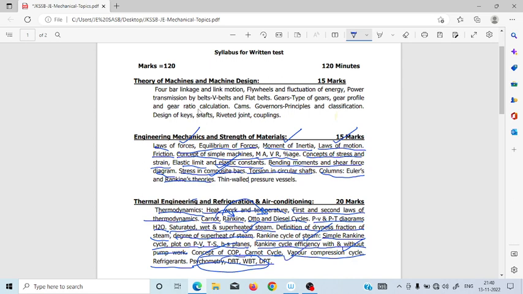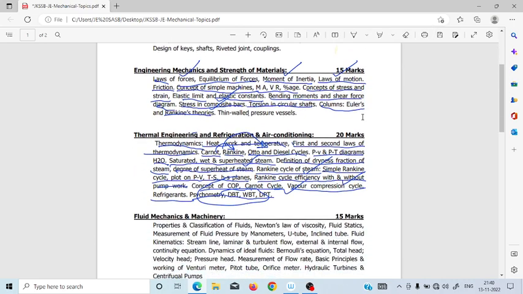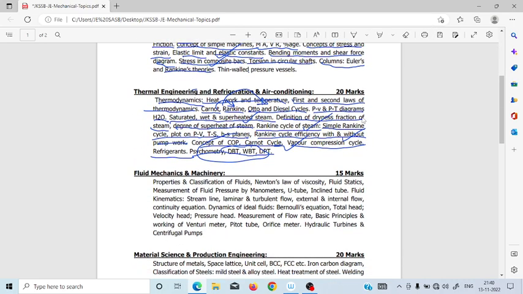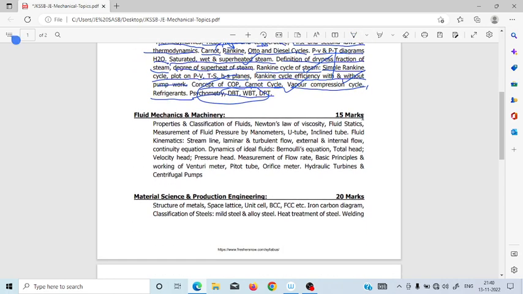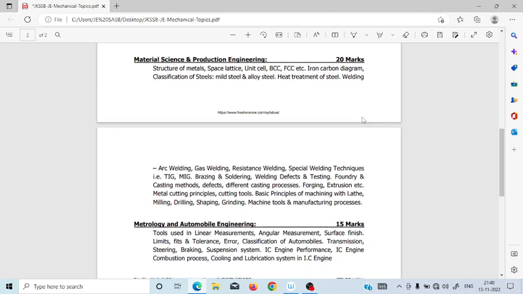Then after that we'll move on to our next topic, which is fluid mechanics and machinery, which will be discussed by Arun sir. Next we'll move on to material science and production.